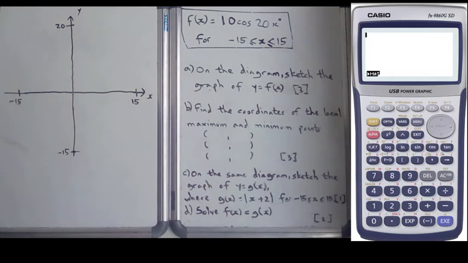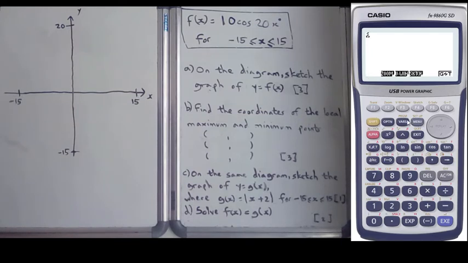So part A, on the diagram, sketch the graph of y equals f of x, and that's for 3 marks. The key thing with this, firstly, as you should always be doing anyway, on your calculator, if you're in an exam, your calculator should have been reset. Once it's been reset, it will be in radian mode. So what you need to do is change that back to degree mode.